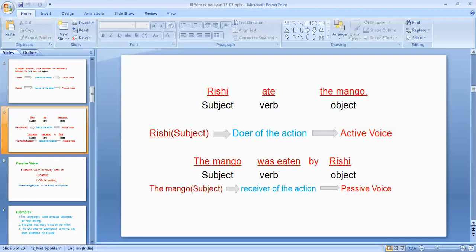So more and more active voice is used in American English, whereas considerable traces of passive voice can be observed in British English. In our last presentation, we saw the rules that constitute active voice. In today's presentation, we try to focus on passive voice.